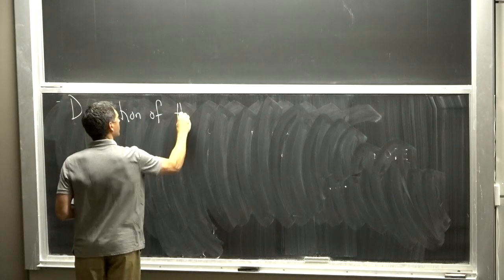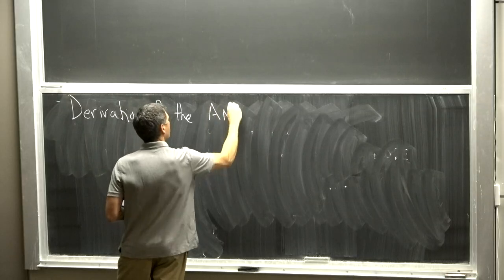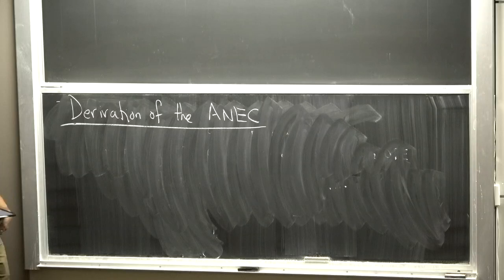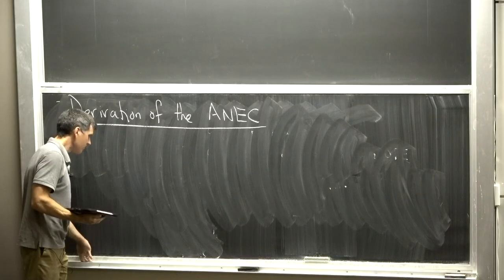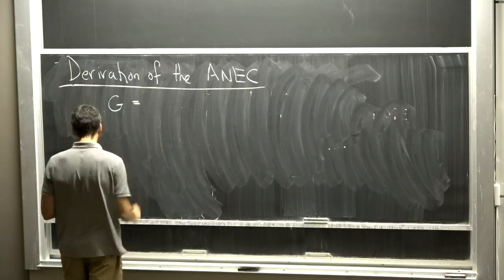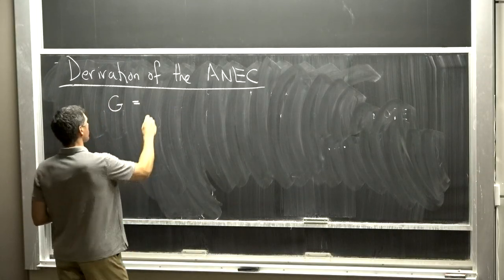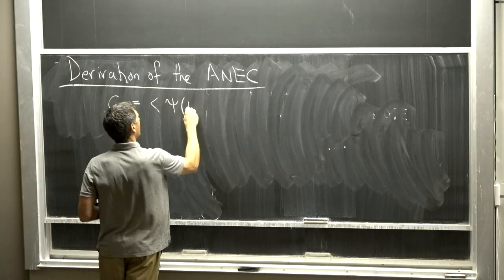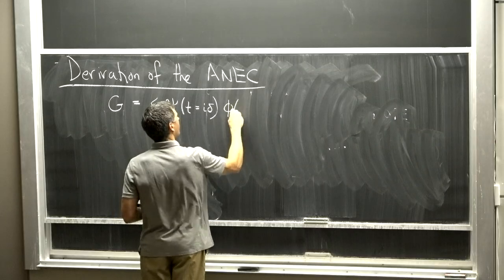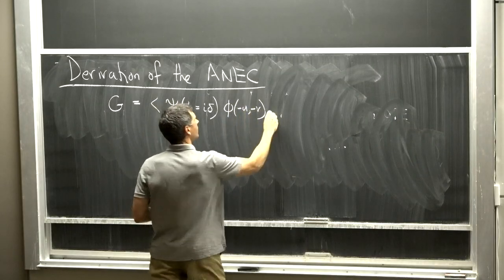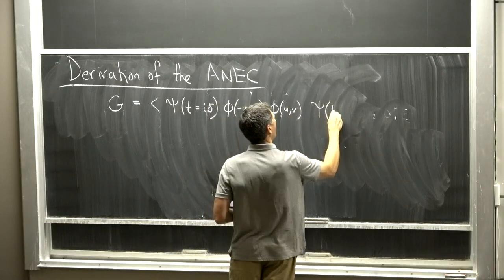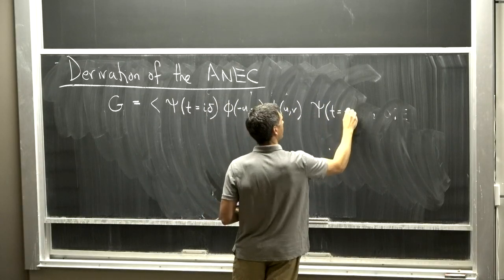Now we're going to do the derivation of the ANEC. We've already done all the hard work. You can do this in one board, maybe two. Okay, so the idea is to study the 4-point function. So we're going to study a 4-point function: psi at t equals i delta, phi of uv, psi at t equals plus minus i delta.